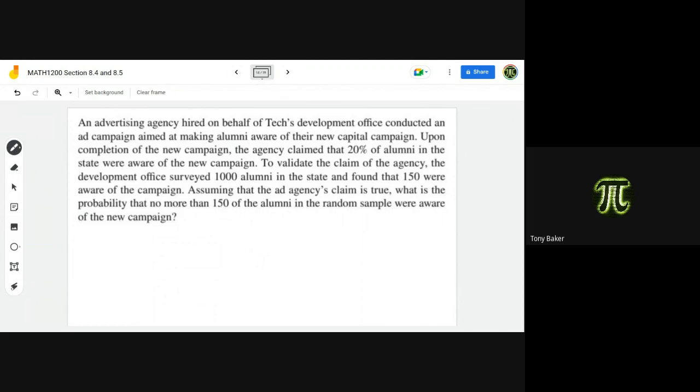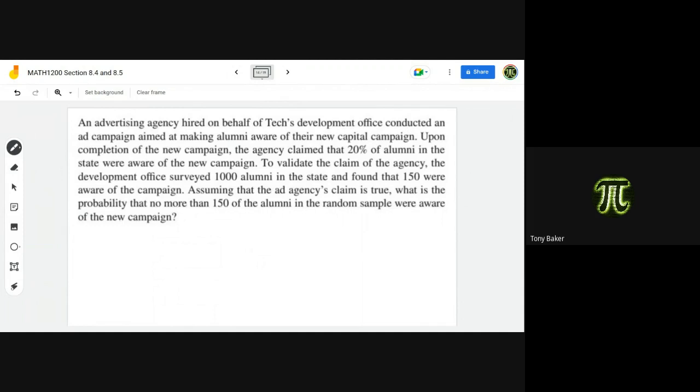All right. Is this continuous data, or is this discrete data, this problem? Correct.